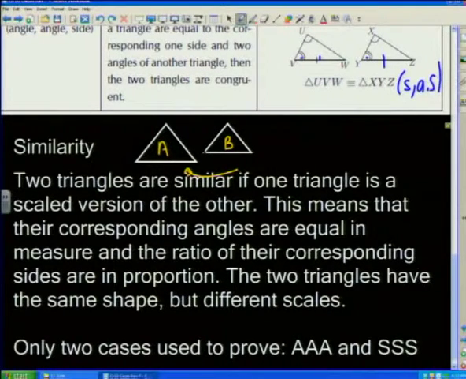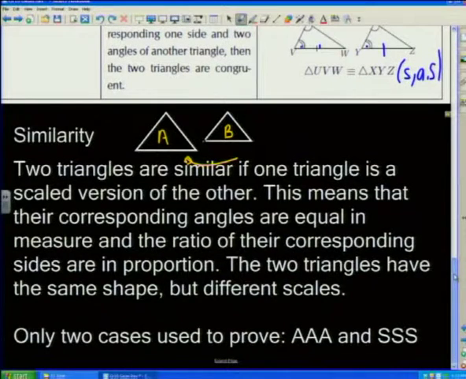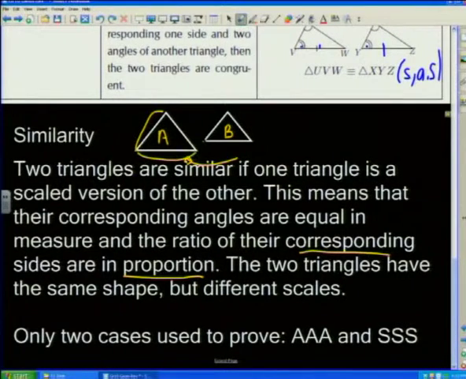So what this means is that their corresponding angles are equal in measure, and also that the ratio of their corresponding sides are in proportion. Okay, so with similarity, that's an important thing. Your one side over another side in the triangle, if those two triangles are similar, will be in the same proportion as the corresponding sides of your second triangle. All right, so they have the same shape but different scales.